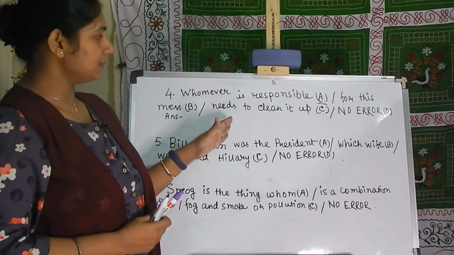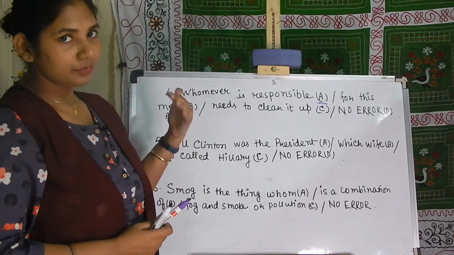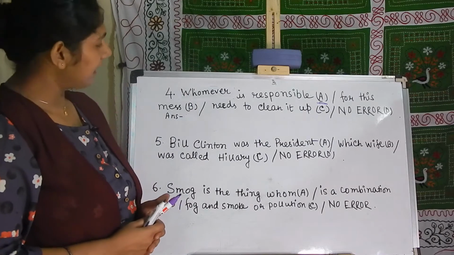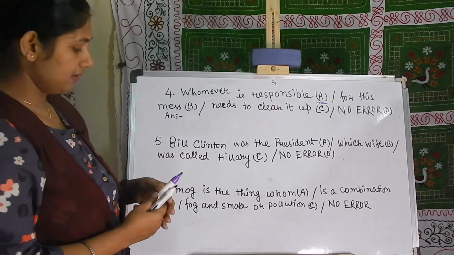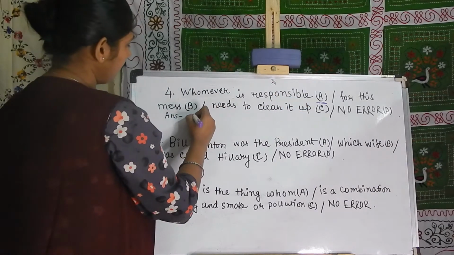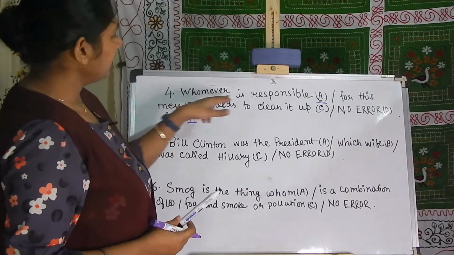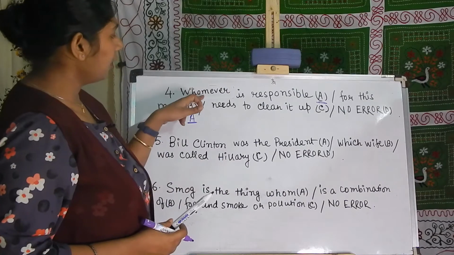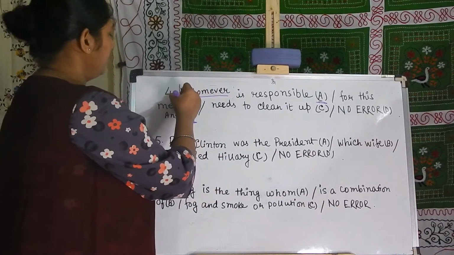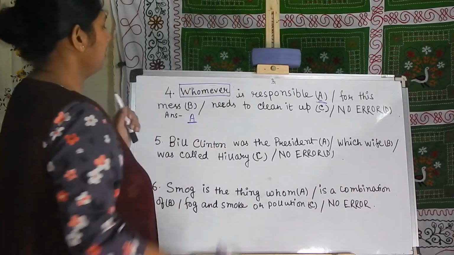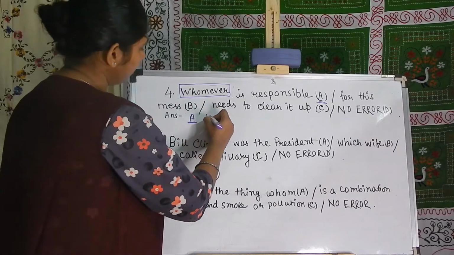Question number 4. Whomever is responsible for this mess needs to clean it up. Where do you think the error lies? Section number A. Here A is the problematic part. And where does the problem lie? Whomever. Instead of whomever, you have to write whoever.